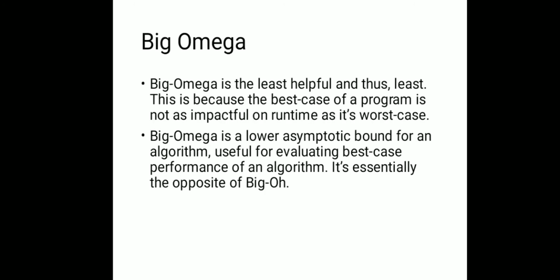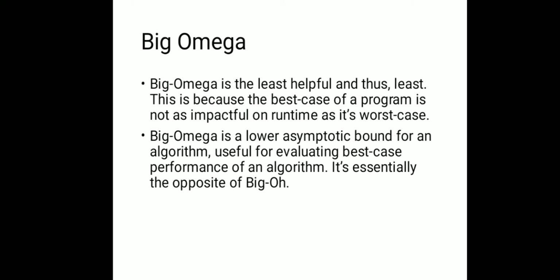Big Omega is the least helpful. This is because the best case of a program is not as impactful on runtime as its worst case. Big Omega is the lower asymptotic bound for an algorithm, useful for evaluating best case performance of an algorithm. It is essentially the opposite of Big O. Big Omega shows us the lower bound given a large enough input. Big Omega shows us how fast our algorithm can run.